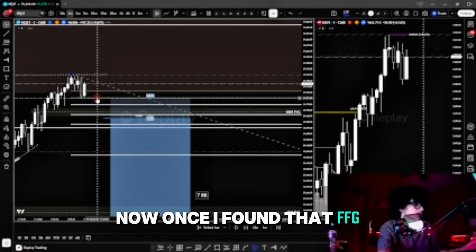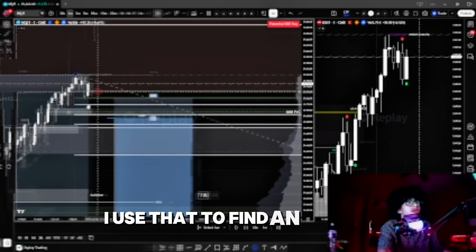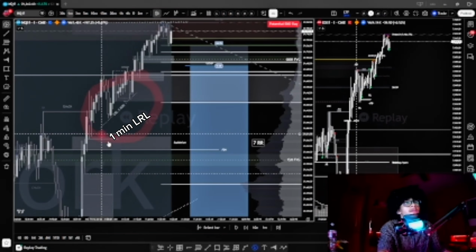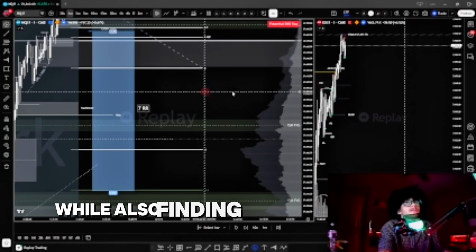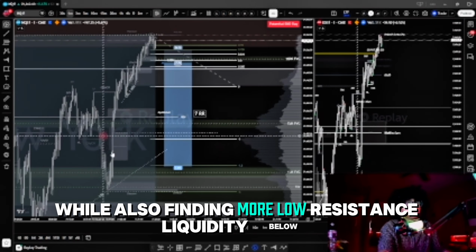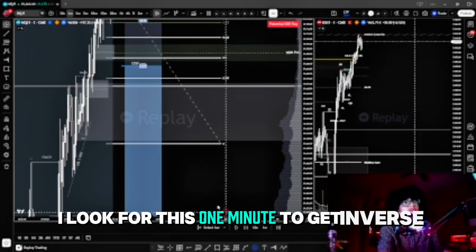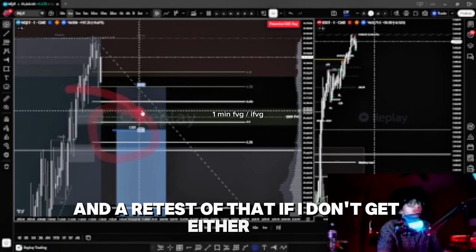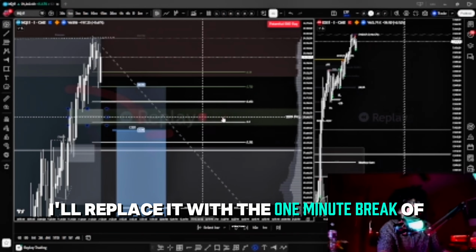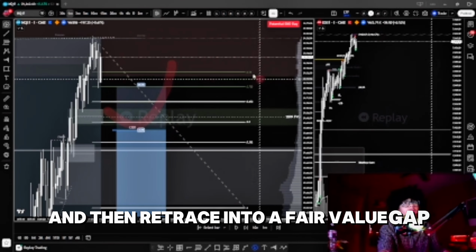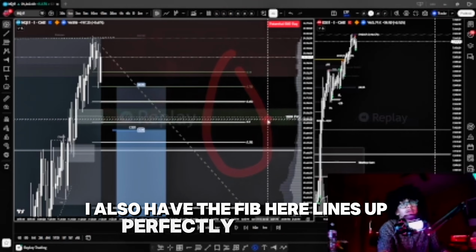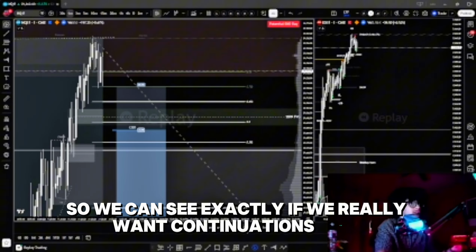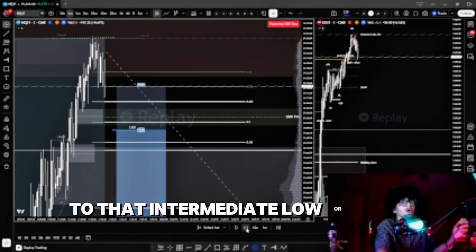Now once I found that FVG, I used that to find an IFVG setup. I also found 1 minute low resistance liquidity, while also finding more low resistance liquidity below. I look for this 1 minute to get inversed, and after that I just wait for the change in state of delivery and a retest of that. If I don't get either one, I'll replace it with the 1 minute break of structure and then retrace into a fair value gap. I also have the fib here, lines up perfectly with the 0.5, so we can see exactly if we really want continuations higher to that intermediate low or back down.